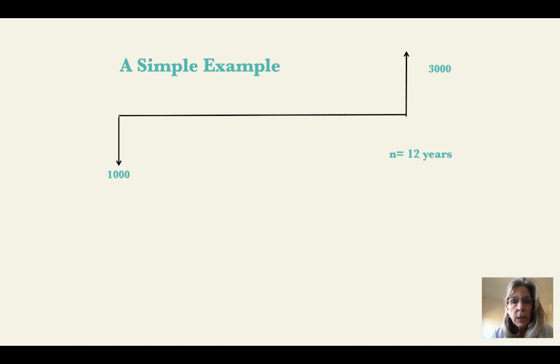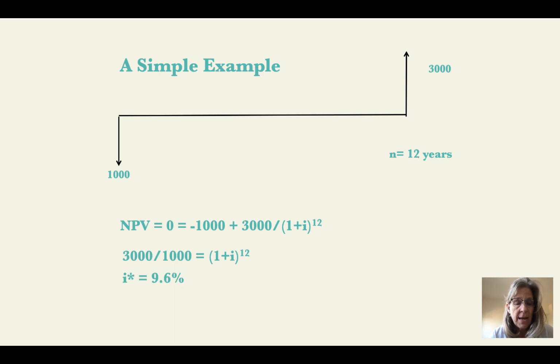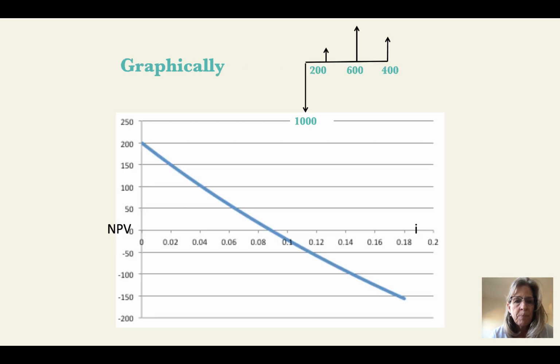In order to calculate internal rate of return, when it's a very short investment, with only 2 cash flows, we can actually use the direct solution method and solve for I. In this case, it's 9.6%. If we invest $1,000 now and get $3,000 in 12 years, that's a 9.6% return per year.